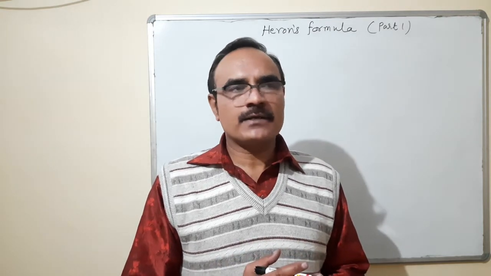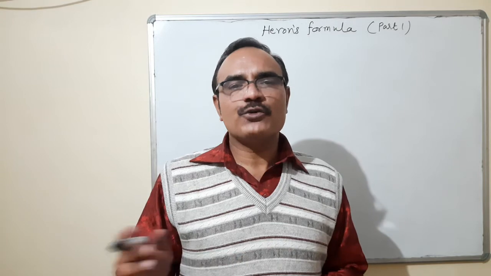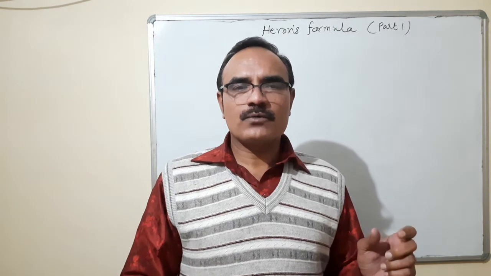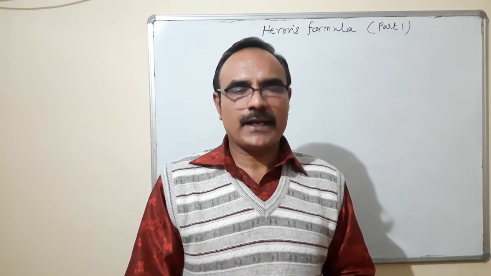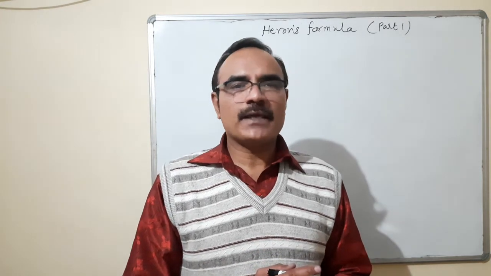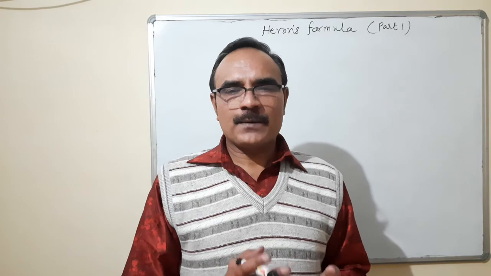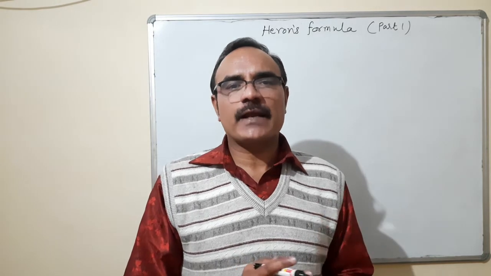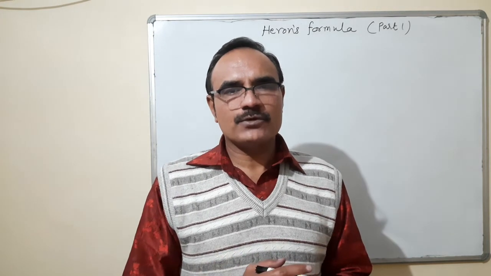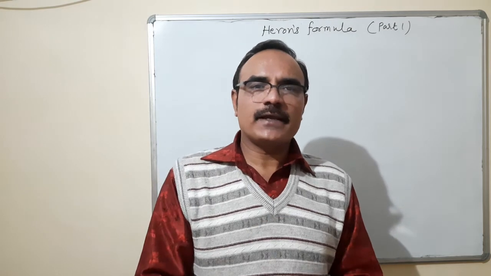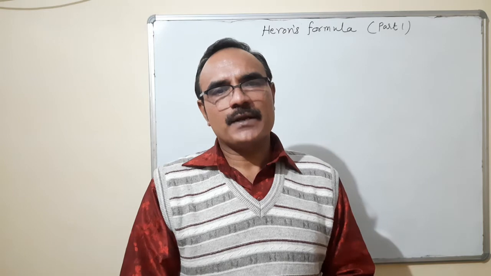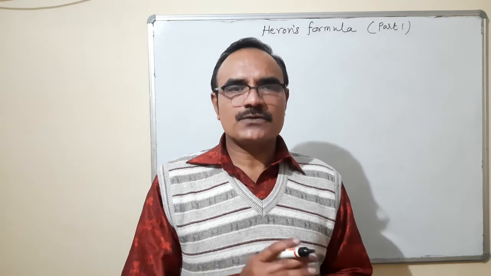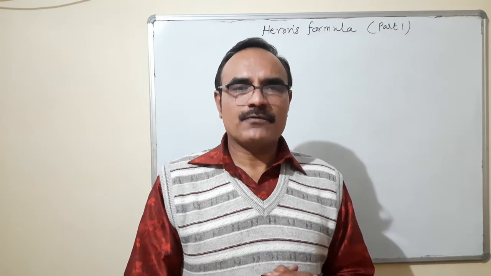By the way, you know what the area of a triangle is? Half into base into height. It's a very common formula. If the base and perpendicular of a triangle are given, we can find the area of the triangle. But Heron's formula is applicable for those triangles where the perpendicular is not given and three sides of the triangle are given, to find the area of those triangles. For finding it, we'll have to use Heron's formula. This is named after the mathematician Heron, who discovered this formula for finding the area of a triangle.